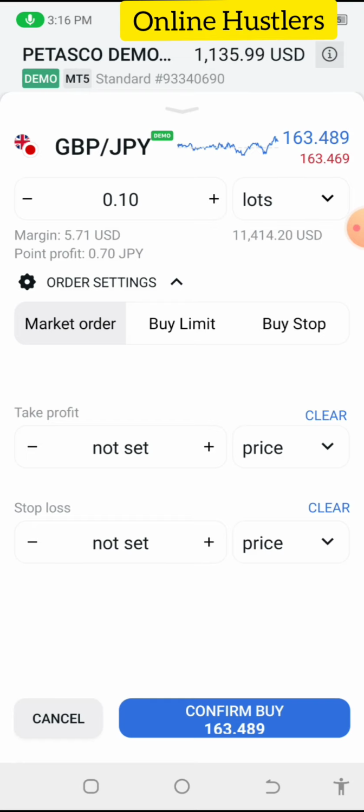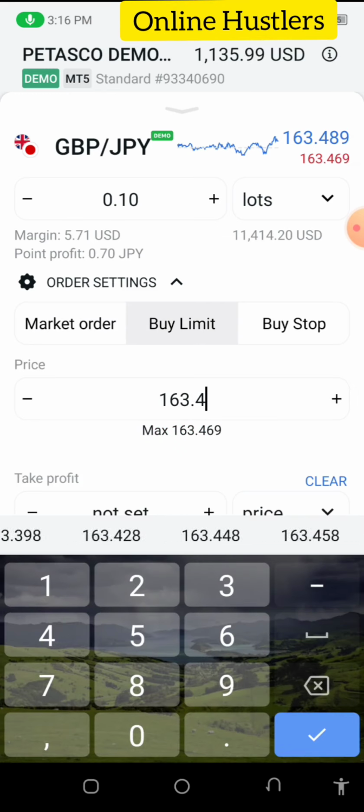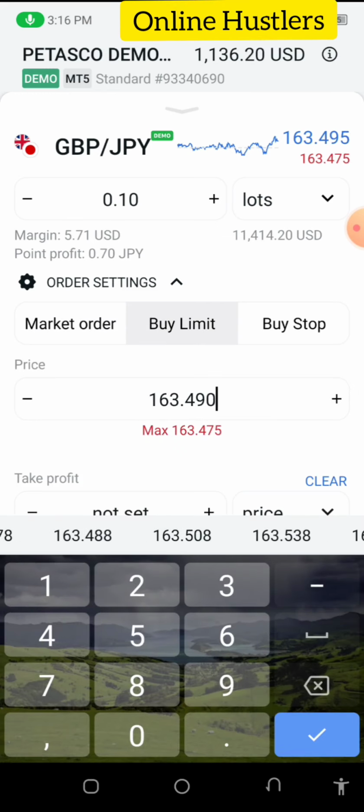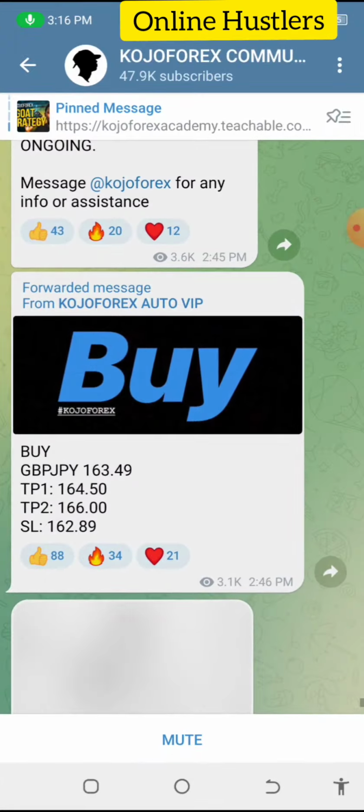Then you are buying at the buy limit, so you enter 163.49. This is the price at which you are buying. So we enter our take profit. Our take profit is what? This is our take profit.